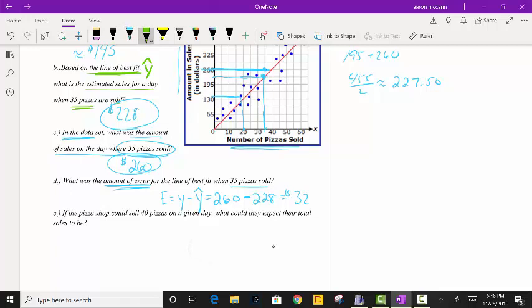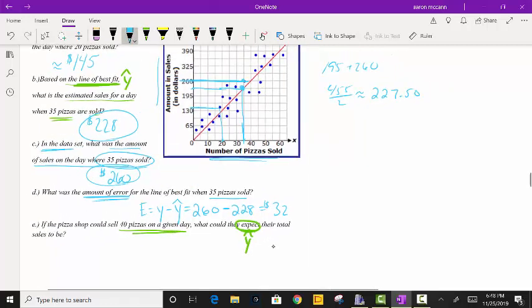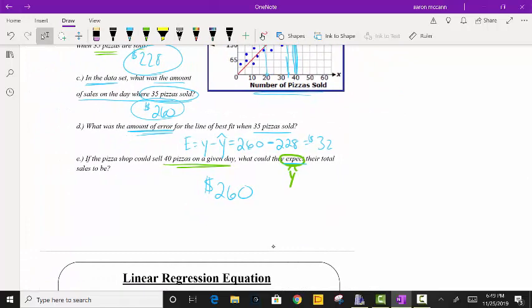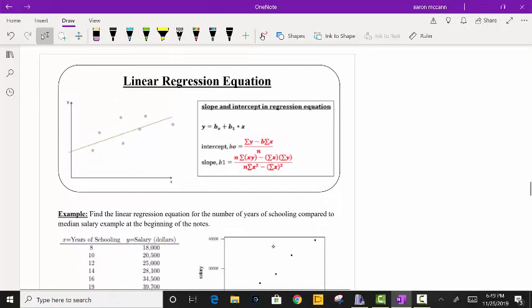And then the last example down here is just, if the pizza shop could sell 40 pizzas on a given day, what could they expect their total sales to be? The fact that they're asking you for expected means we're looking for the prediction. If we go to 40, we don't have any actual data that happened with 40 sales. But we see that the line of best fit can be our prediction, what we expect to happen. And we see that on a day where there's 40 pizzas sold, the amount of sales is predicted to be $260.